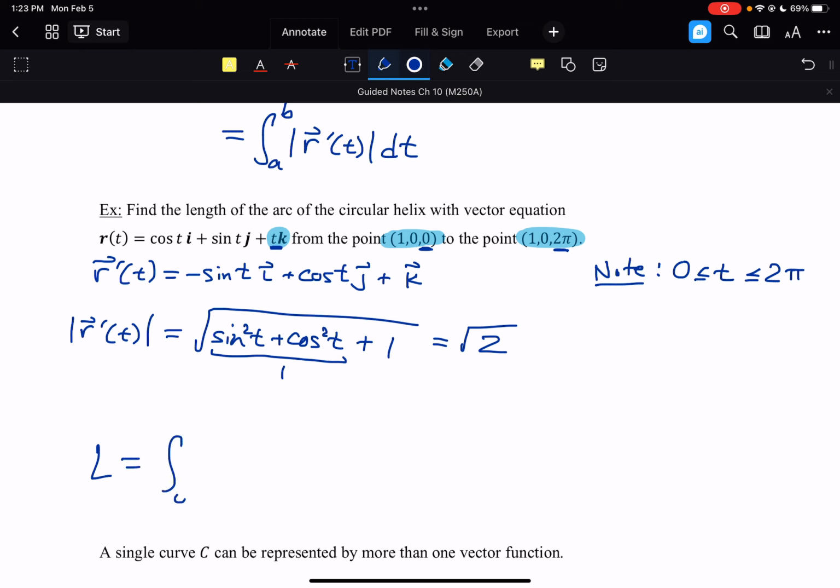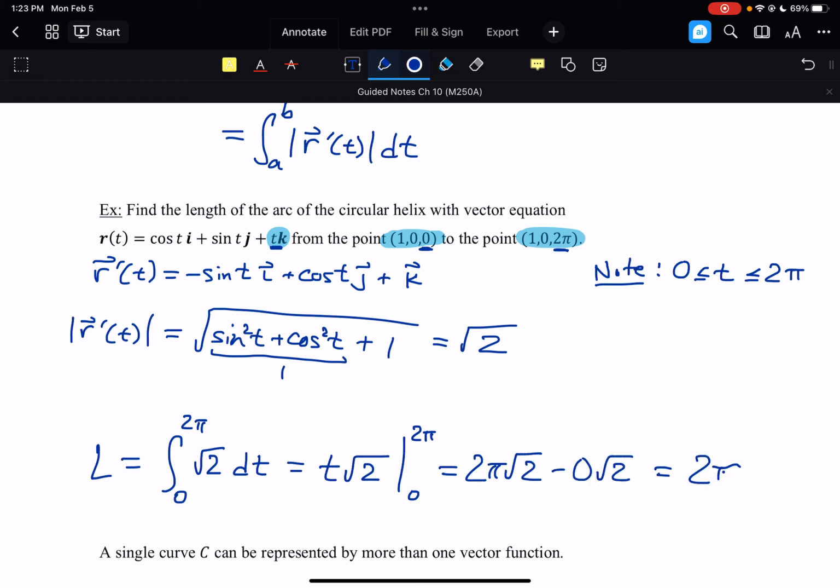So L is the integral from 0 to 2 pi of radical 2 dt. The antiderivative of this is t times radical 2, evaluated from 0 to 2 pi. So we get 2 pi root 2 minus 0 root 2. So 2 pi times radical 2. So that is the length of this specific arc of the circular helix from 1, 0, 0 to 1, 0, 2 pi.